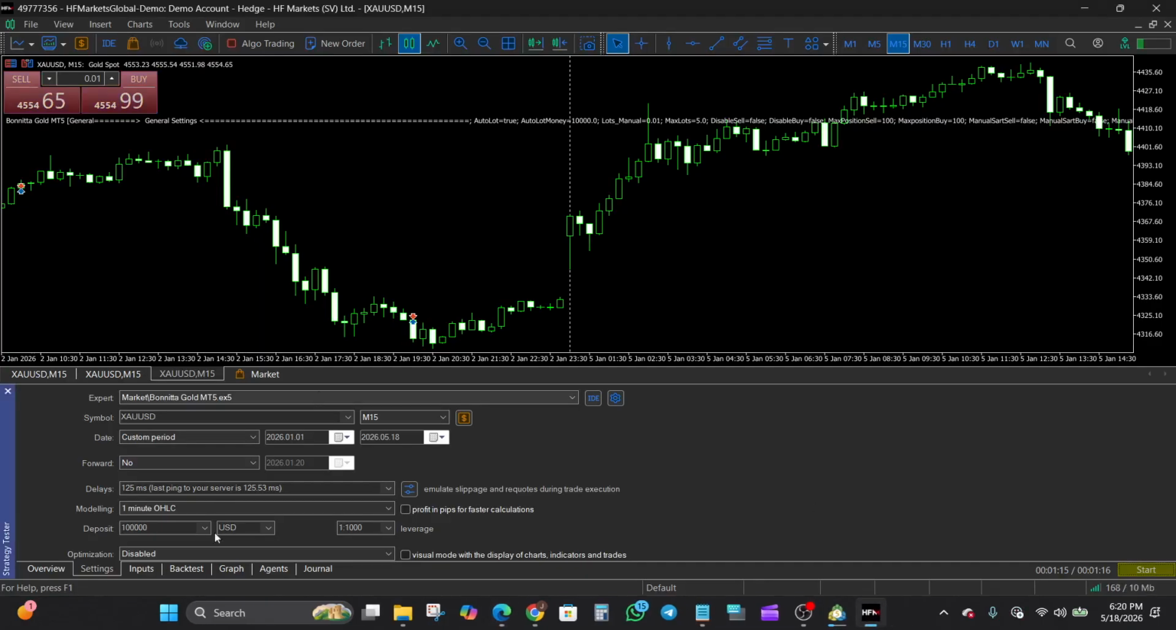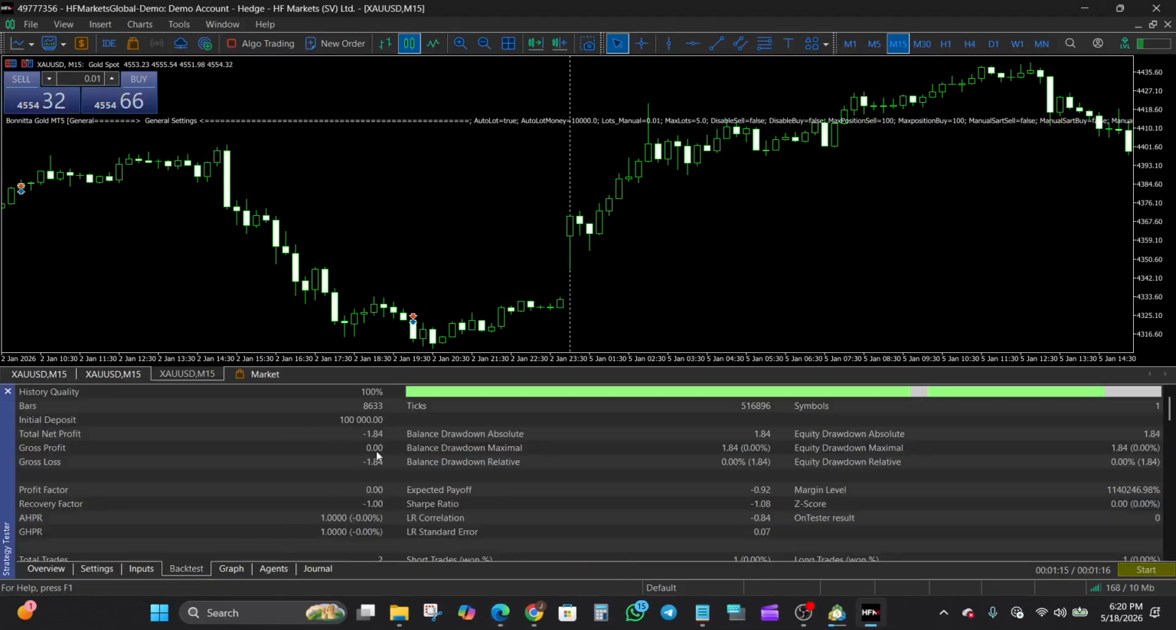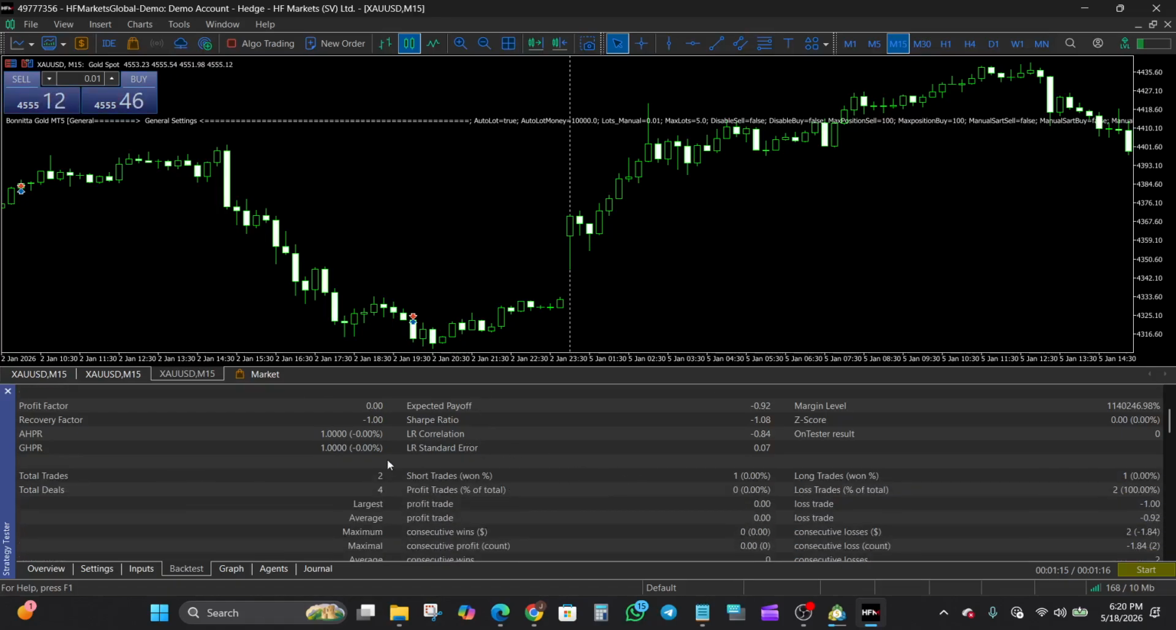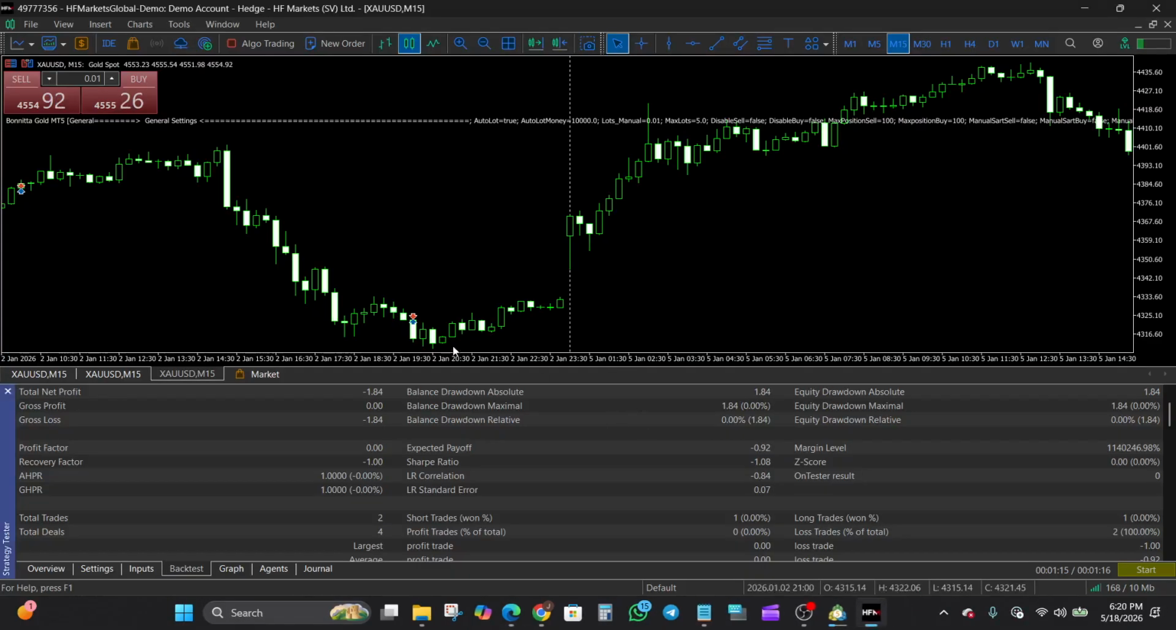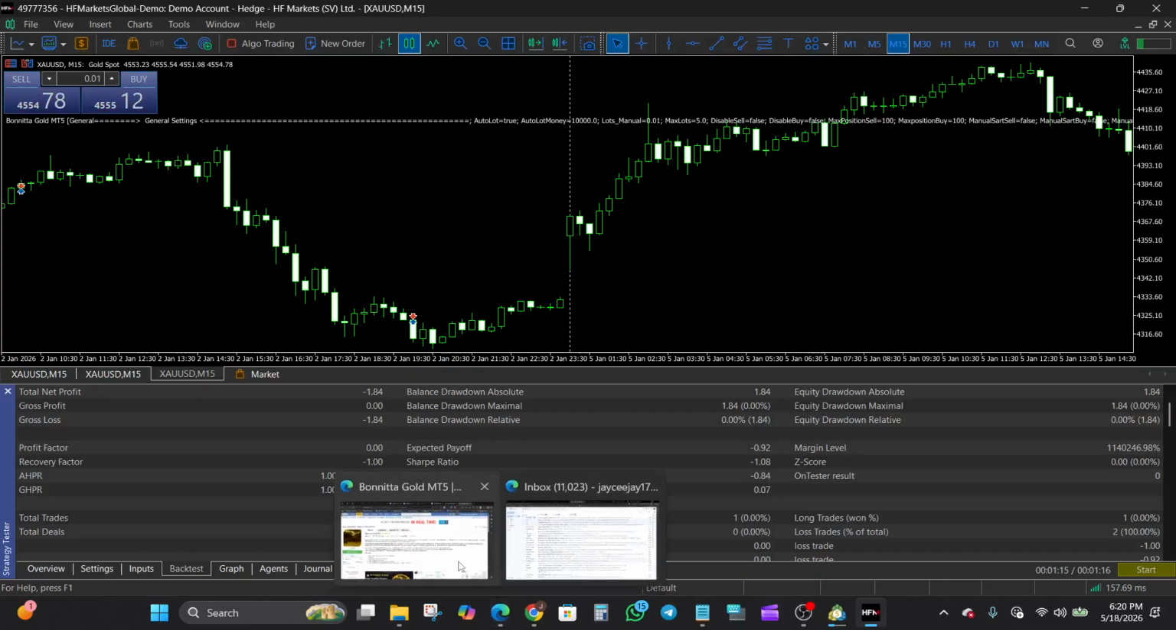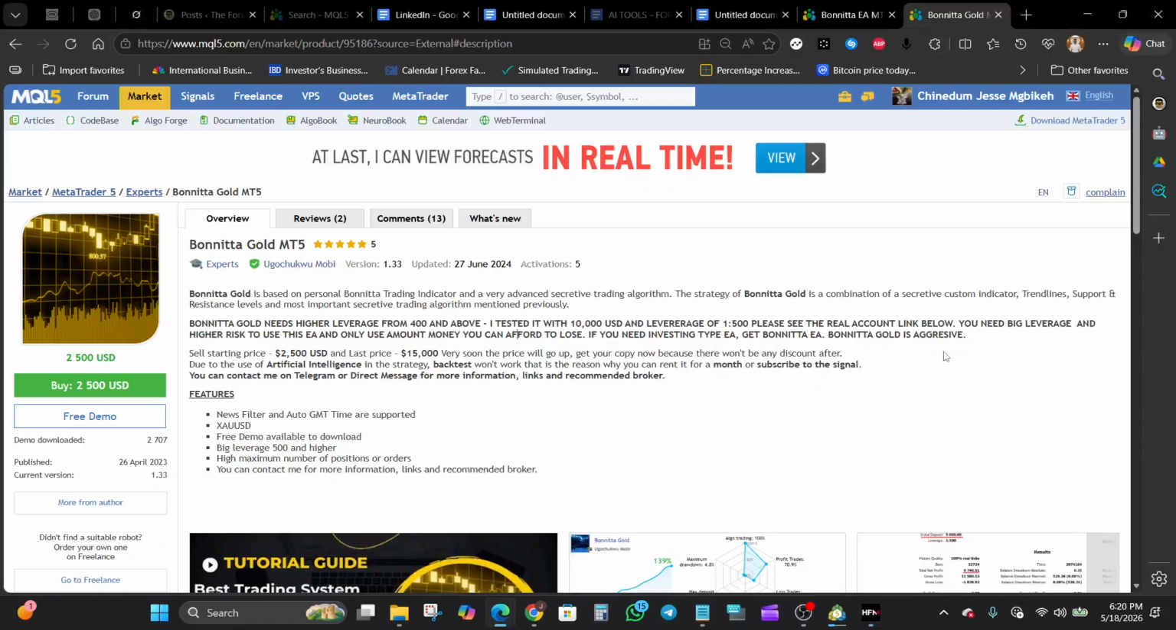Okay, so let's just say, well, as expected, there wasn't much. You can see only two trades taken, total net profit from $100,000 negative 1.84, right? So basically, just like what we saw on the MQL5 Marketplace page, I don't think there is even a need to backtest this EA, right? Because they said here backtest won't work. We just did this backtest for the sake of confirming what we saw on the page. So in my opinion, I think this is quite a risky one.